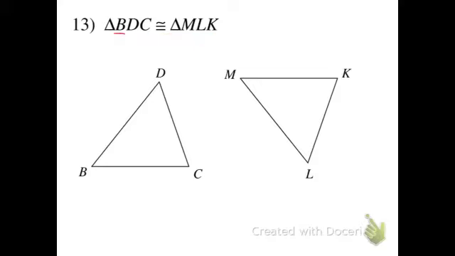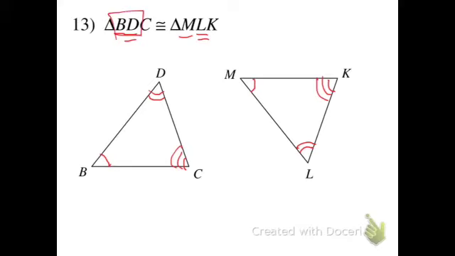So B, I'm just going to have that be my 1 arc one that matches M, so I'm going to put a single arc there. D is my next one, so I'm going to put 2 marks there. L is my next one there, so I'm going to make sure I put 2 arcs in that corner. And then C and K are my last corners. I'm going to make sure I put 3 arcs there.